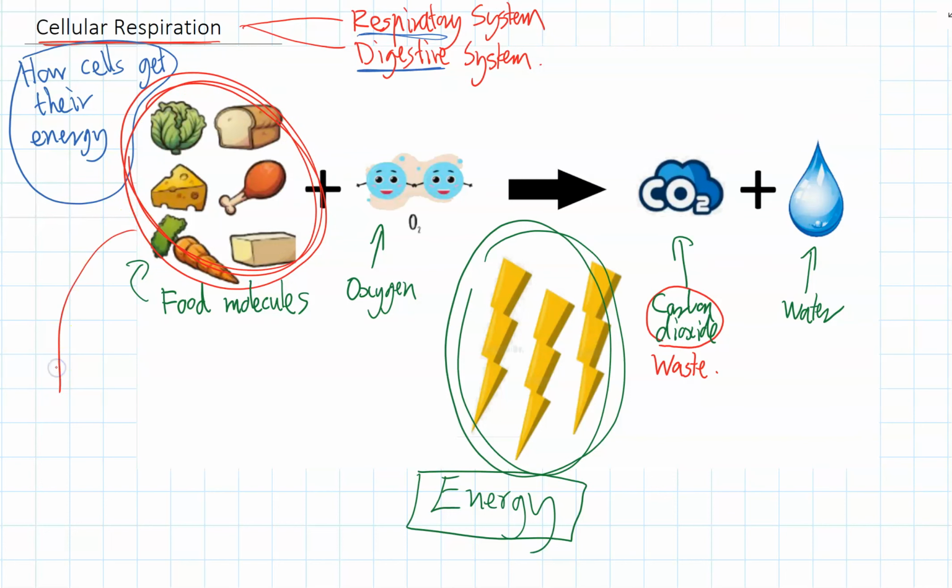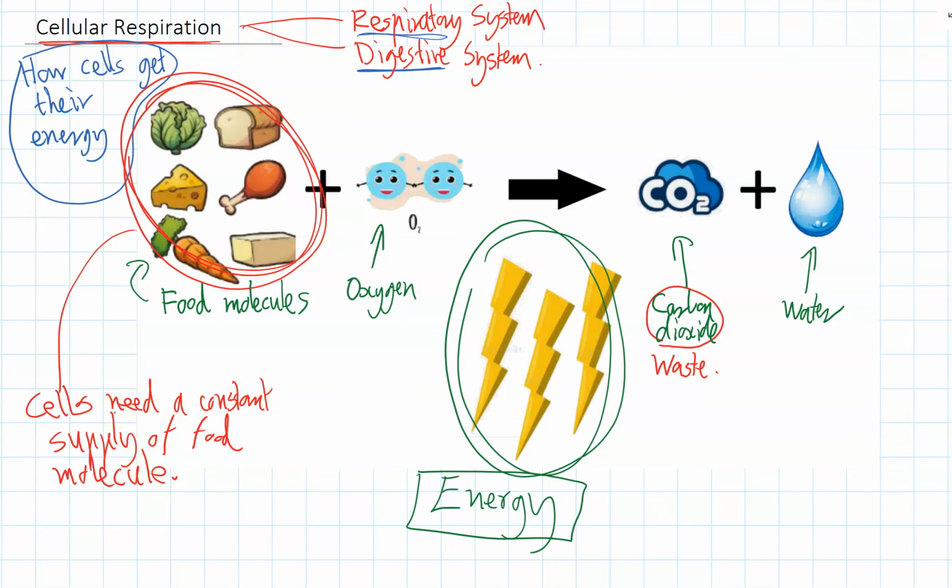Seems pretty obvious, but that means that every cell needs a constant supply of food molecules coming into them. That's the whole reason we have a digestive system, so that we can break down food and digest it. Then we absorb it in the small intestine, and the circulatory system carries the food molecules to all of our body cells so that they can do cellular respiration.